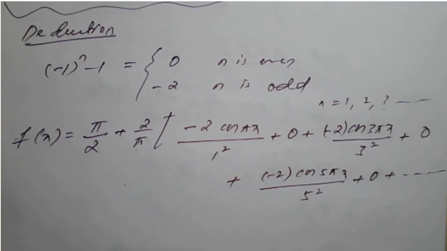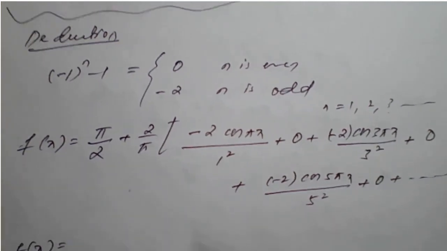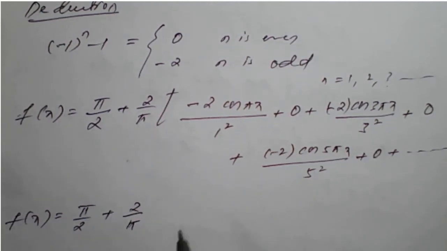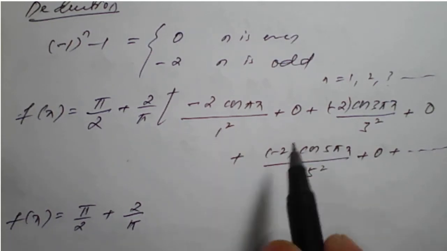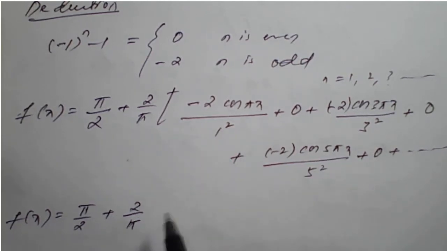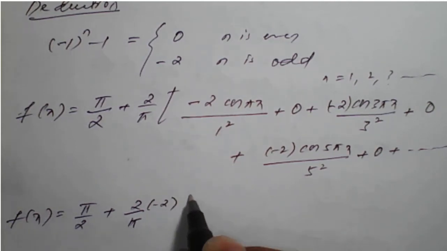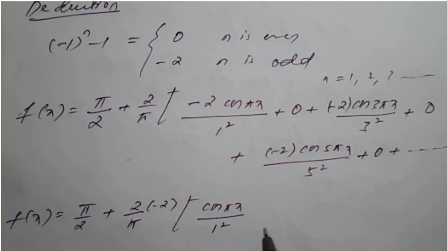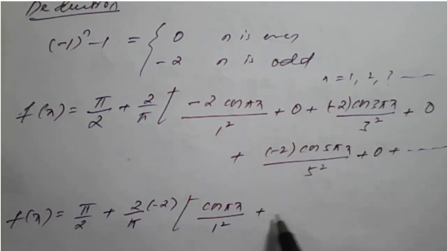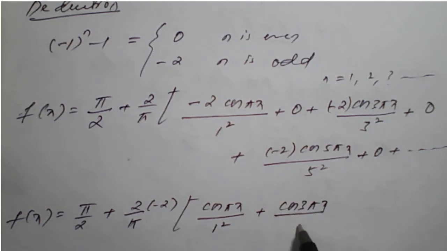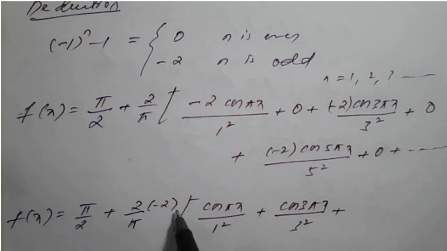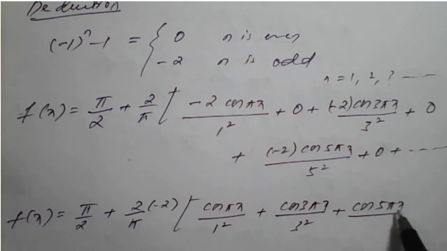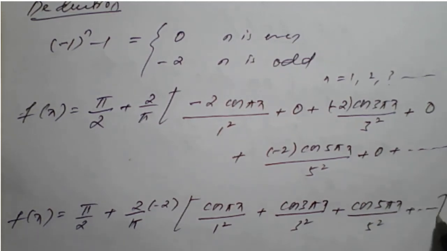So therefore on final simplification, f(x) is equal to π/2 plus 2/π. So this -2 in all, we'll take -2 outside. So what is left here: cos(πx)/1², so -2 is outside, plus cos(3πx)/3², this -2 is outside, plus cos(5πx)/5² plus so on.